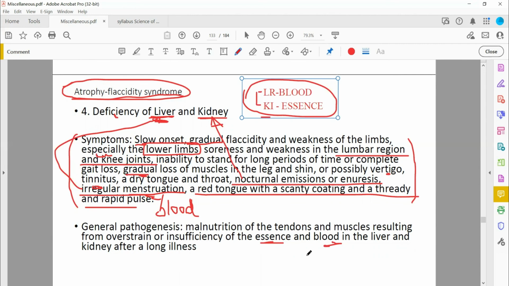Don't forget here you talk about chronic disease. It's normal to be like this. What we talk about, atrophy flaccid syndrome, is chronic deficiency. Chronic, slow, gradual, that's deficiency. This one is a pure deficiency syndrome.